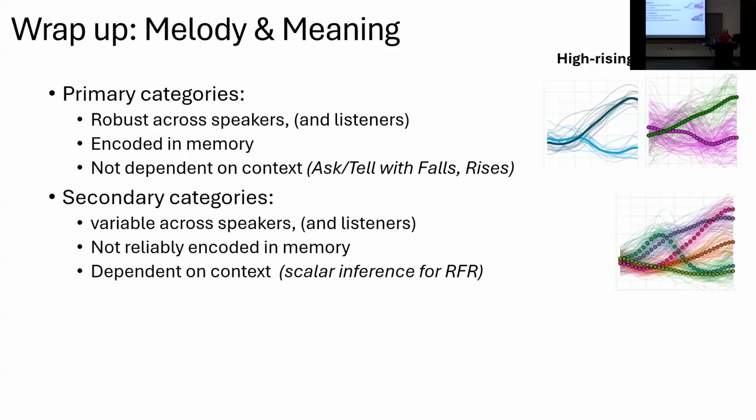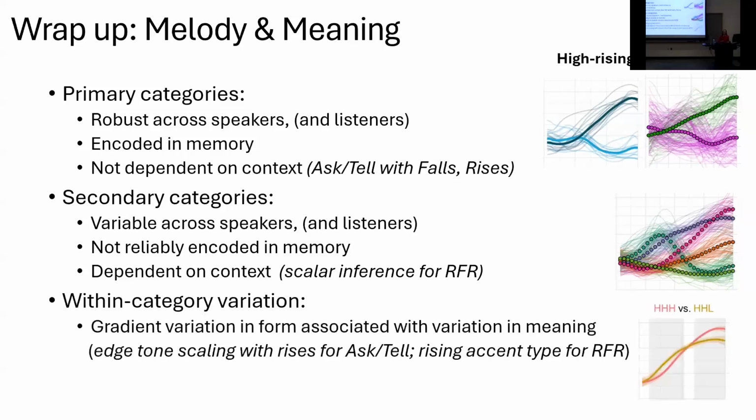And then we have this secondary level of categories, of which we got maybe up to five. They seem to be variable across speakers, also listeners. They're not reliably encoded in memory, and they seem to depend on context. That was what we saw from our rise, fall, rise experiment. One of these patterns, the rise, fall, rise pattern, was available, but it needed that supporting context.